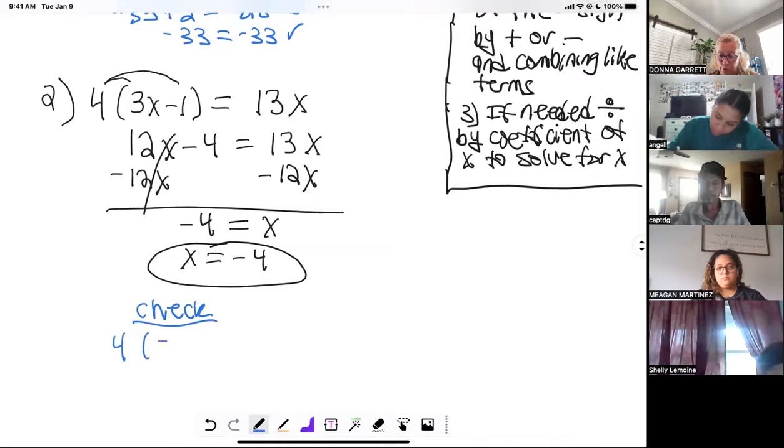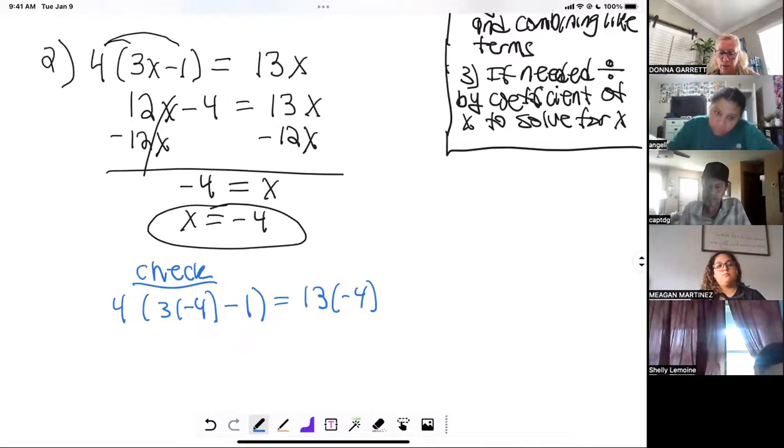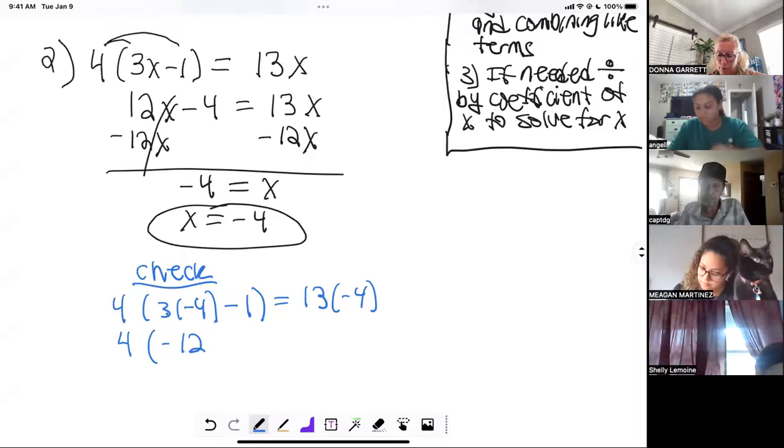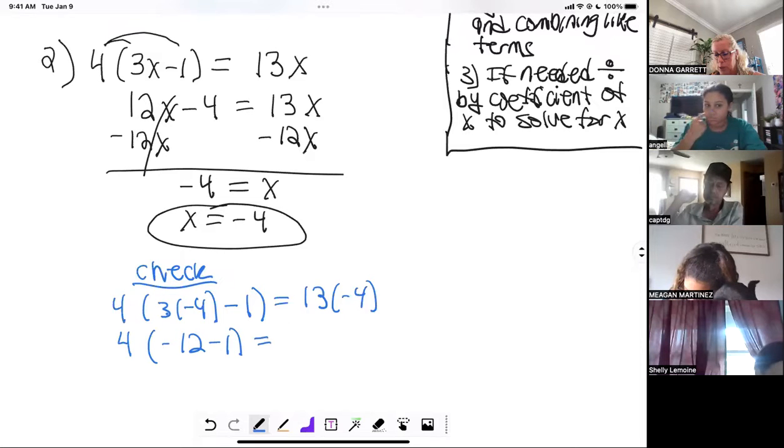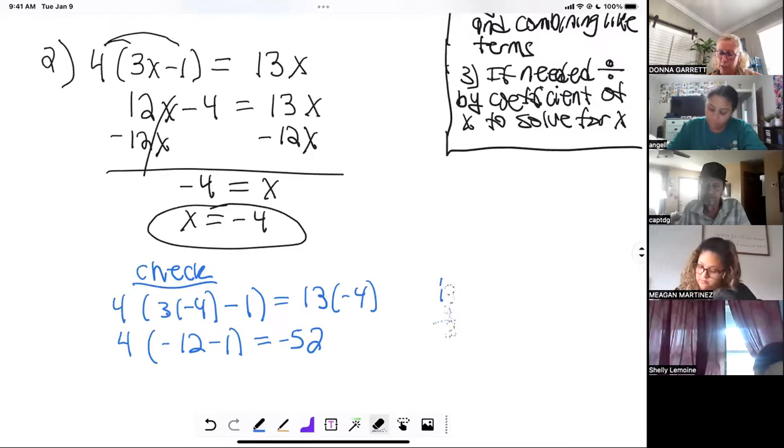So 3 times -4 minus 1 equals 13 times -4. Okay, so we're going to work inside of parentheses first, order of operations. So 3 times -4 is -12, minus 1, is equal to 13 times 4, which is 52, -52. I'm just checking to make sure I did it right.